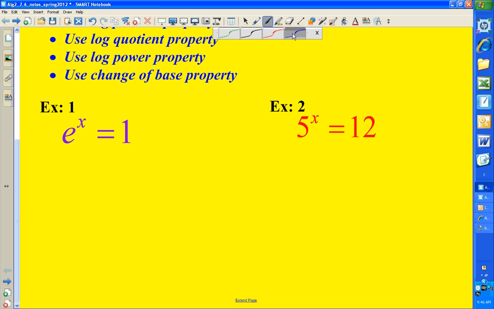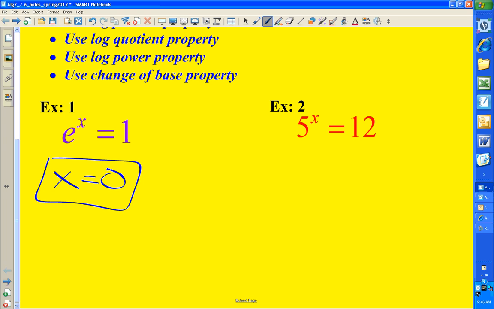E to the x equals 1. We're solving this equation for x. X is equal to 0. There's no work to that. That's the zero power problem. Anything to the power of 0 is 1. So I have no problem with you writing x equals 0 with no work on that.